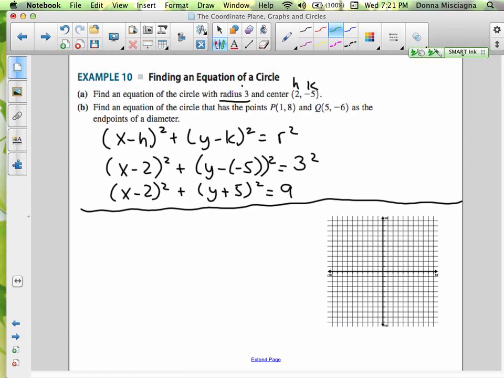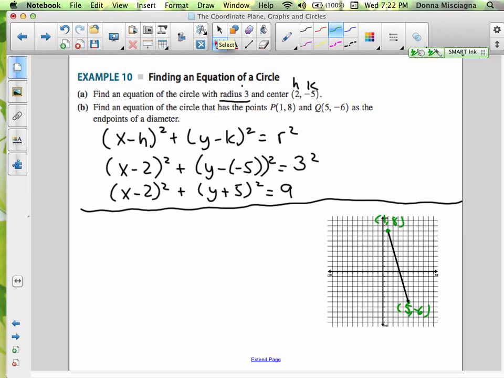All right, so 1, 8, and 5, -6. 1, 2, 3, 4, 5, 6. And I'm not going to try to draw the circle. Oops, there's an arrow on my line there. Well, anyway, ignore the arrow. It's not part of anything. So this right here represents a diameter. Right, so we have the point 1, 8 and the point 5, -6.